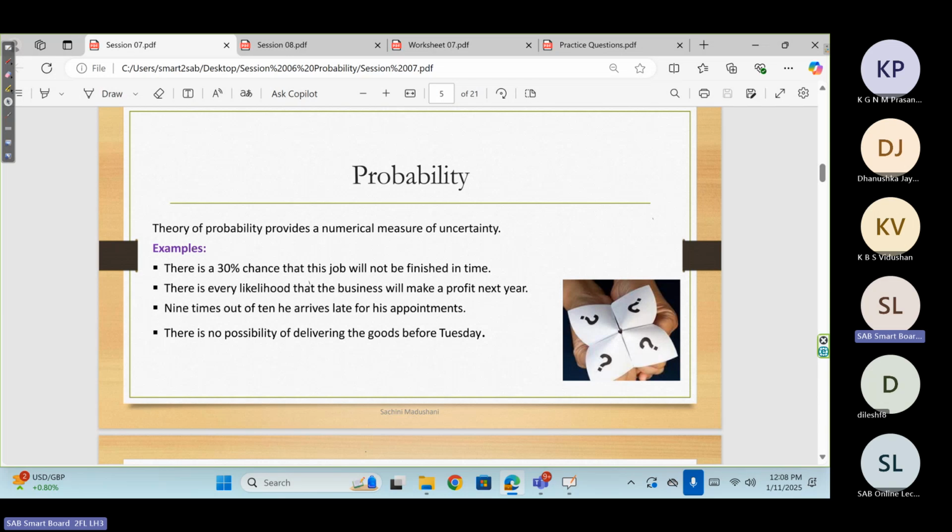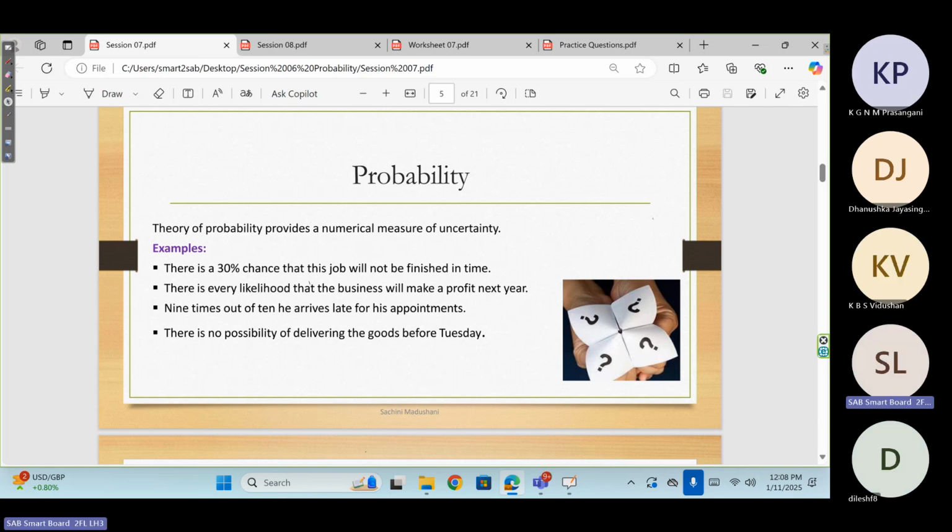Normally in the statistics subject we always take the numerical variables, quantitative. Then probability, we can say, provides a numerical measurement about the uncertainty. Uncertainty means not 100% sure. Probability provides a numerical measure of uncertainty.